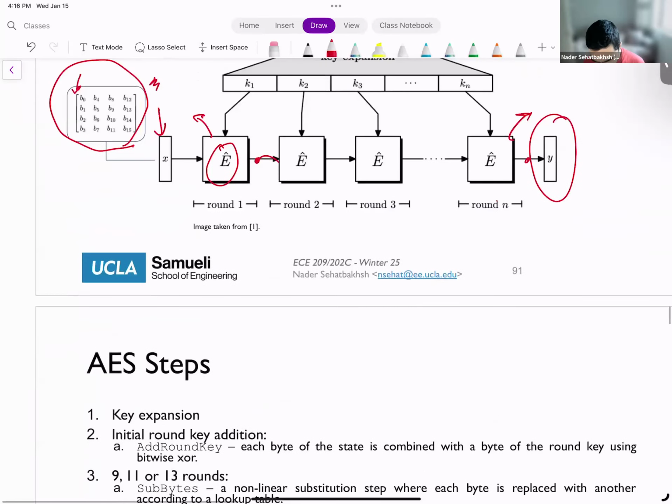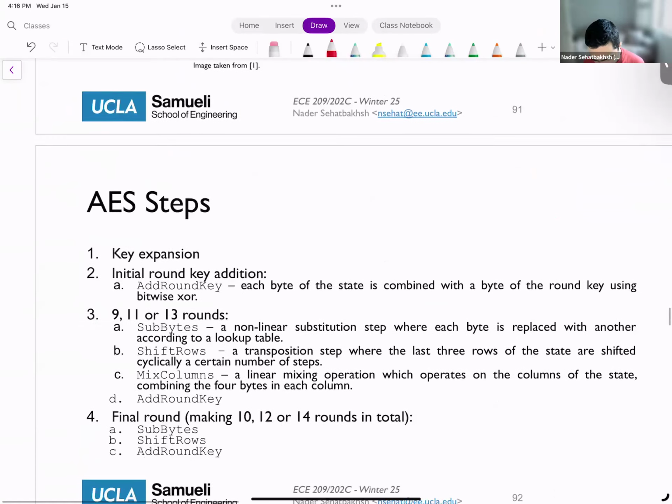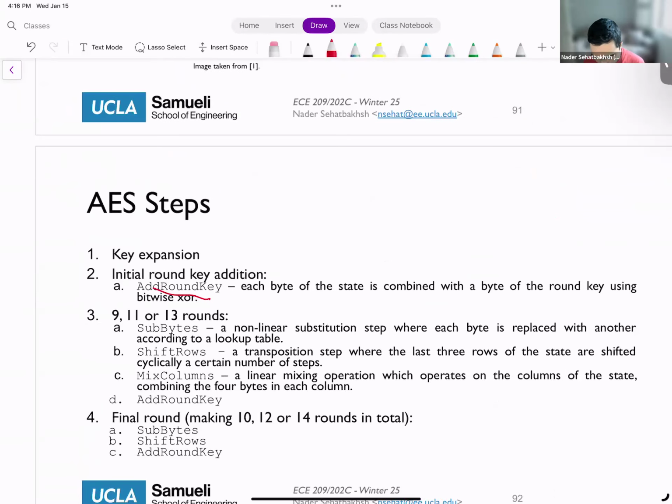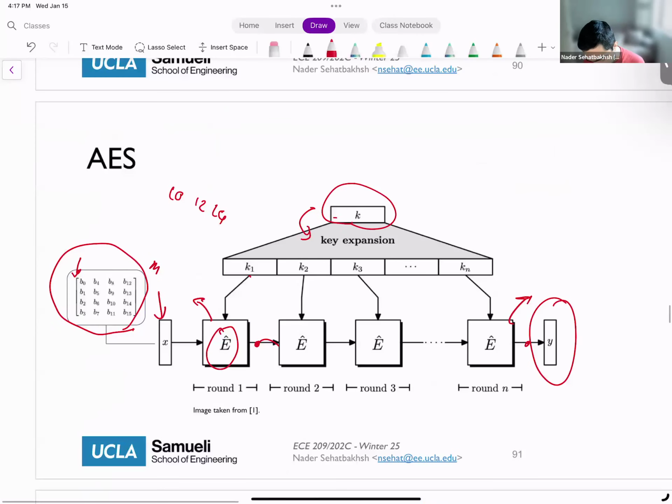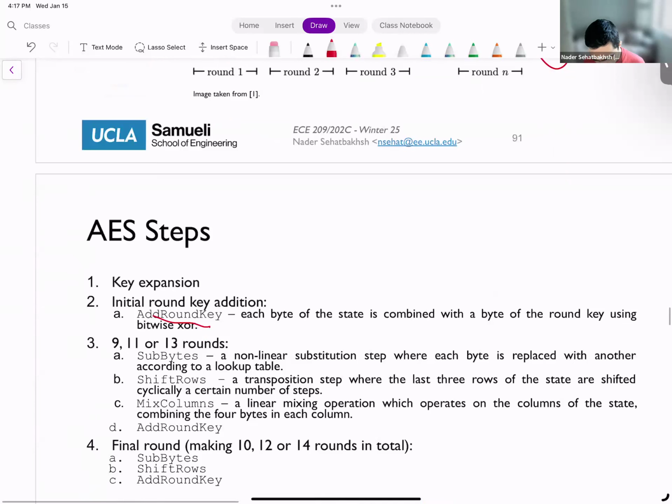Then we have what we call the initial round key, which we call add round key. Add round key is essentially very simple, just XORing the input with the key. Okay, so adding the round key means that we take this and we XOR it with the input. So the very first time we're going to do a round key. That's the first thing we're going to do.